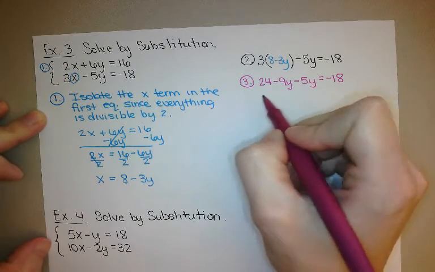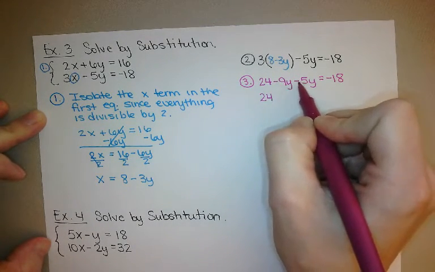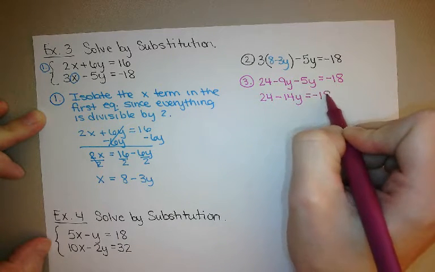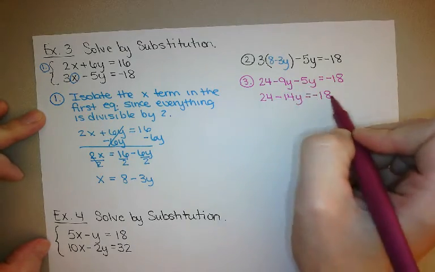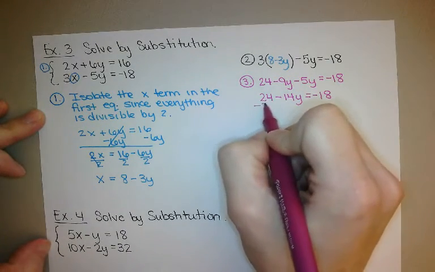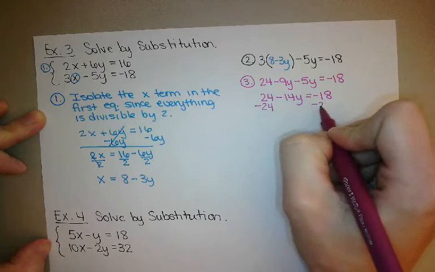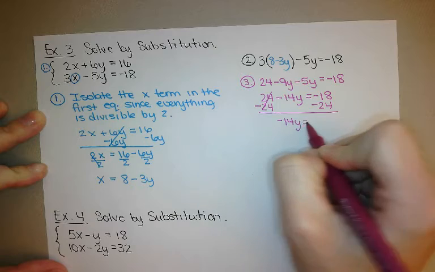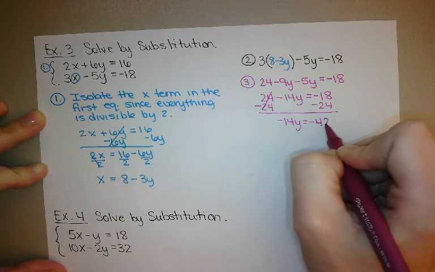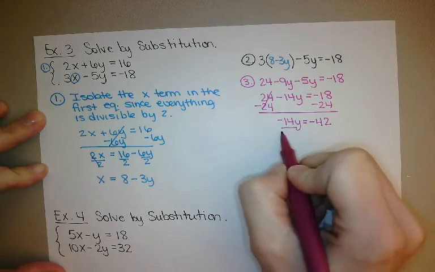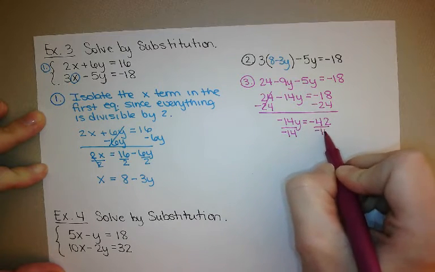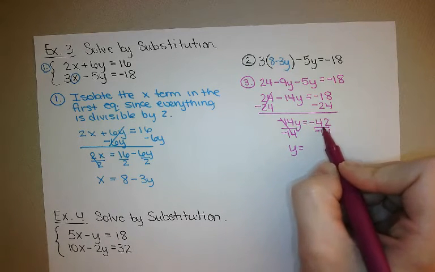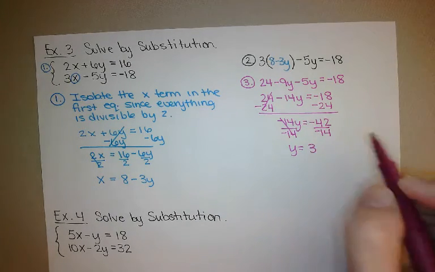I'm going to combine like terms. So negative 9y minus 5 more y's is negative 14y. Okay, so since nothing canceled out completely, that means we're going to get a solution. So now I'm going to subtract 24 over. I get negative 14y equals negative 42. Inverse of multiplication is division. Negative divided by a negative is a positive. 42 divided by 14 is 3.